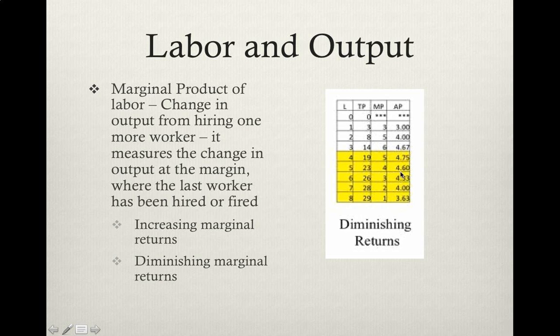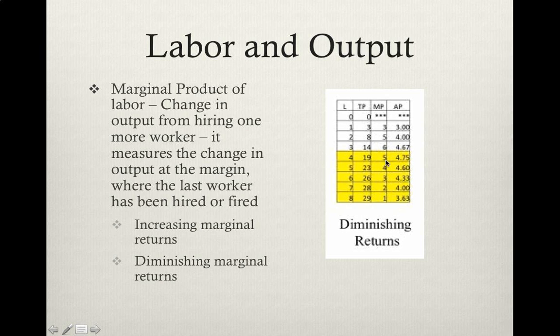Average product is just saying, on average, how many each of our workers is making. If we have one worker making 3, then on average he's making 3. If we have 2 workers making 8, on average each one of them is making 4. If we have 3 making 14, on average they're each making 4.67. So you can see that when we have 8 workers, on average each one of them is making 3.64.